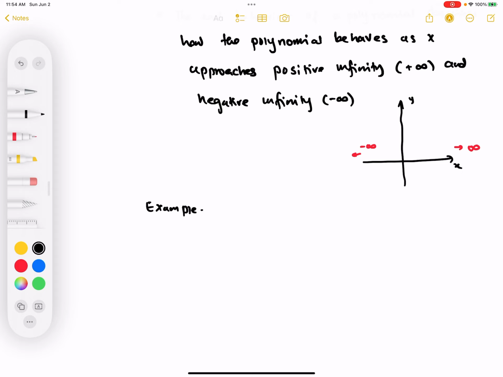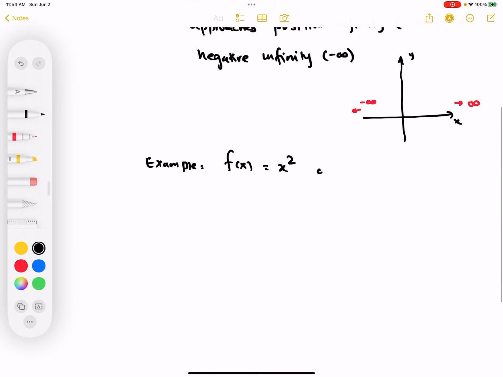I think most of you know the graph of x squared, right? This is x squared, and f of x is equal to negative x squared. Look at what is the degree. The degree of this one is 2, which is even degree. This one is also degree 2, which is even.